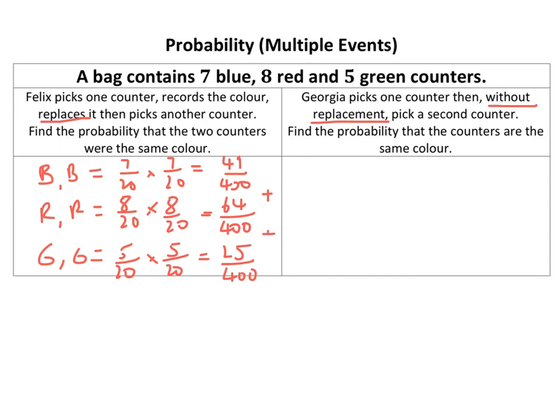I did that earlier, 138 over 400. Now, that will simplify, but I probably wouldn't bother. It's just another way of losing a mark by making a mistake.